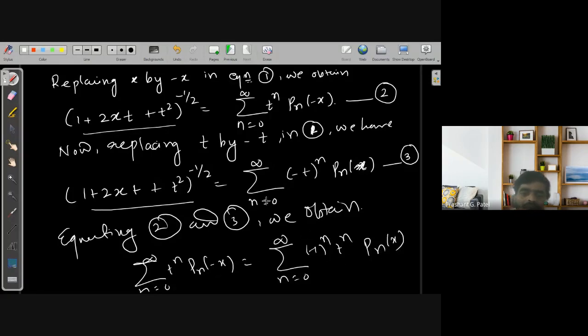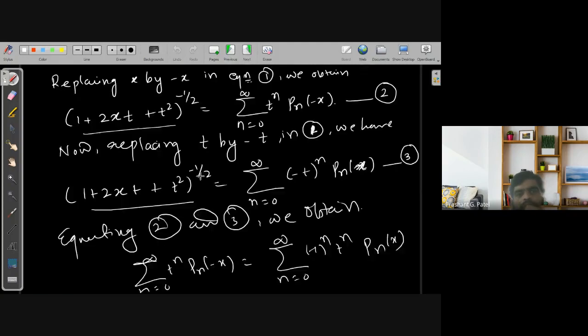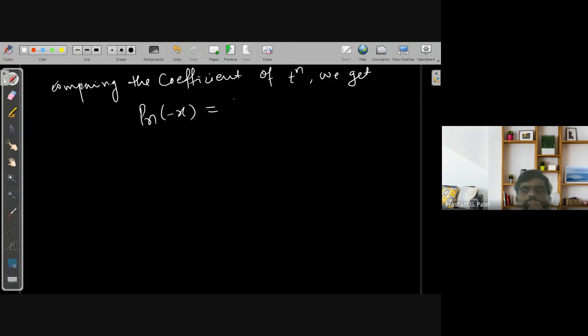Comparing the coefficient of t power n, we get Pn of minus x, which is on this side, will be minus 1 raised to n into Pn of x, equal to minus 1 raised to n into Pn of x. So this is the thing we got.